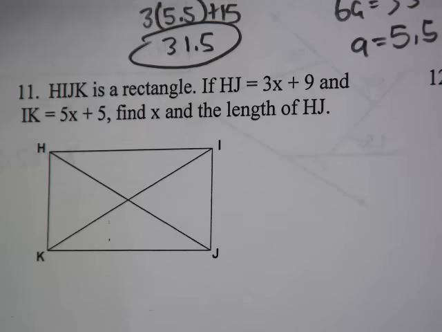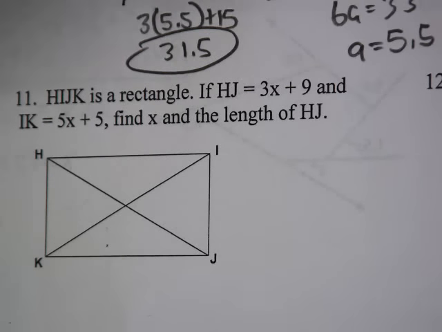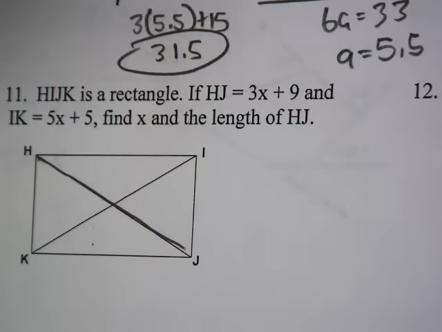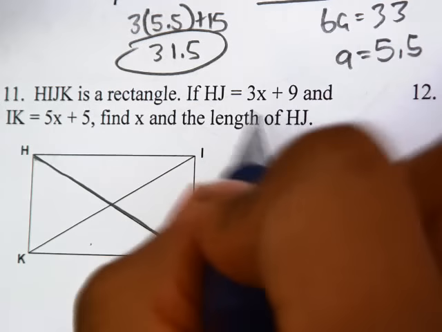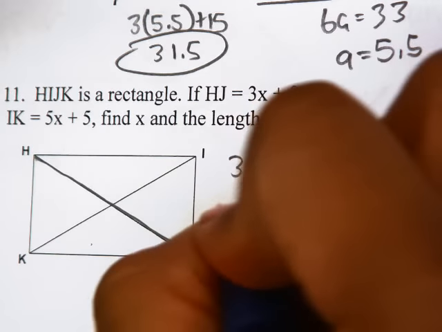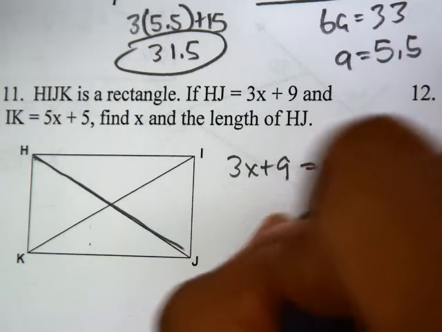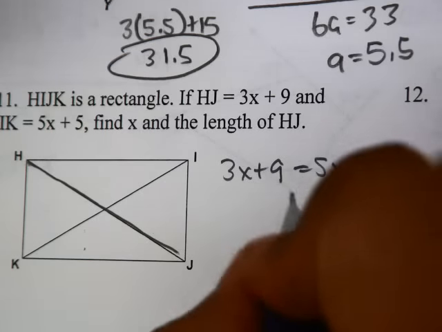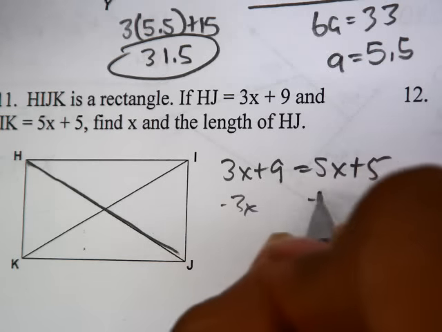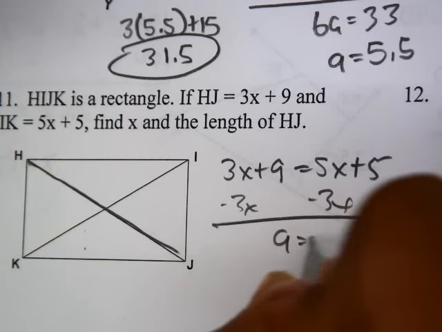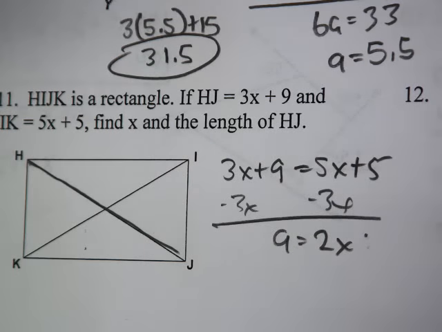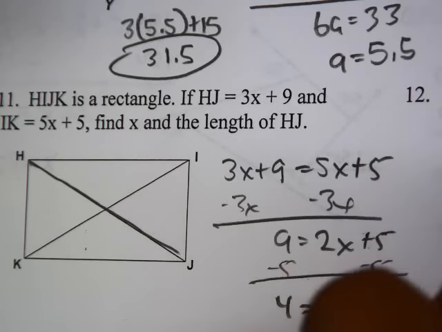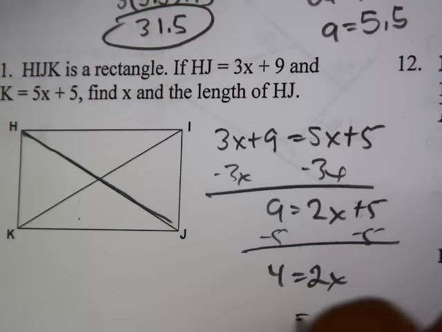On number 11, just to find the length of HJ. HJ is a diagonal, and in a rectangle, the diagonals are congruent. So HJ, which is 3x plus 9, should be equal to 5x plus 5, the other diagonal, IK. Solving this, subtracting 3x and subtracting 5, I can get that x is equal to 2.